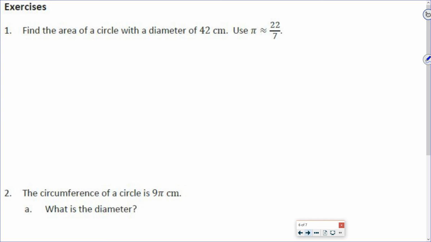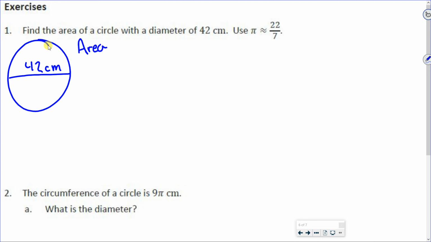All right, last few problems. Find the area of a circle with a diameter of 42 centimeters. So we have our circle. All right, we have a diameter of 42 centimeters, and we want to know the area. So again, what's the formula for area of a circle? Pi r squared. So what do we need to solve our problem? We need to know the radius. We've been given the diameter. How do I find radius? Right. The diameter divided by 2 will give me my radius.